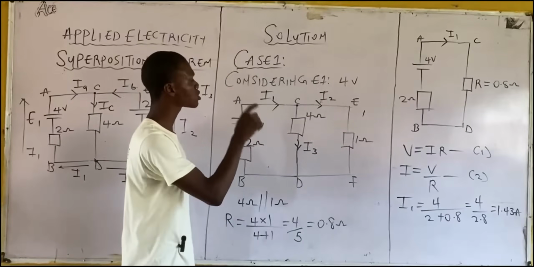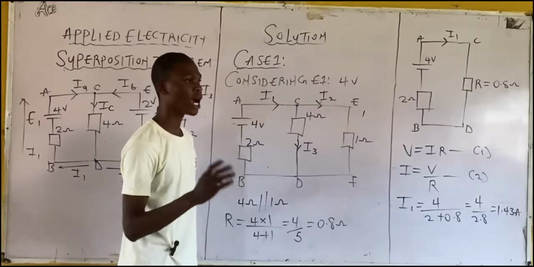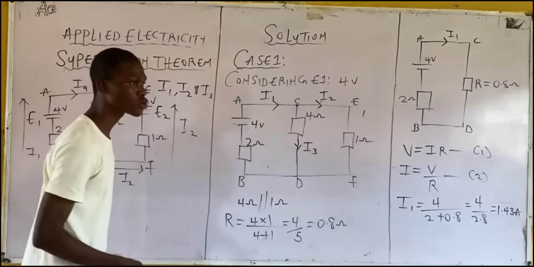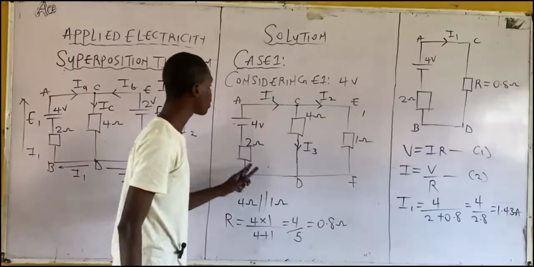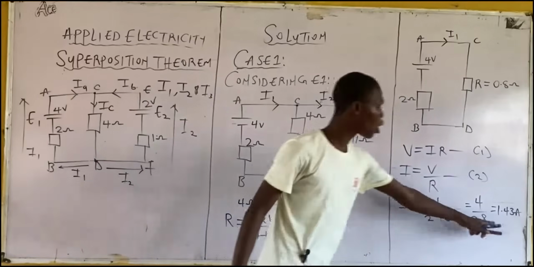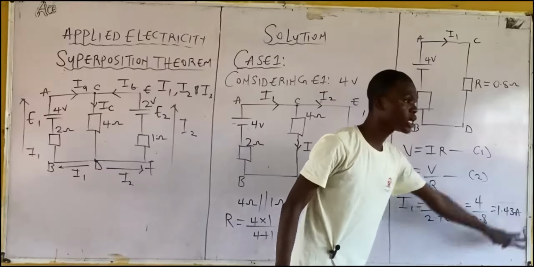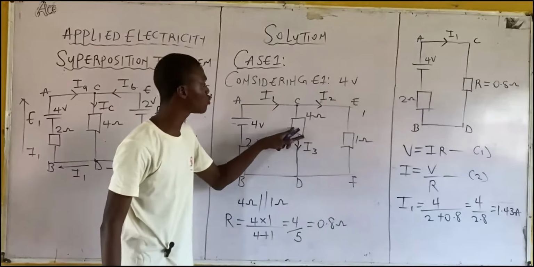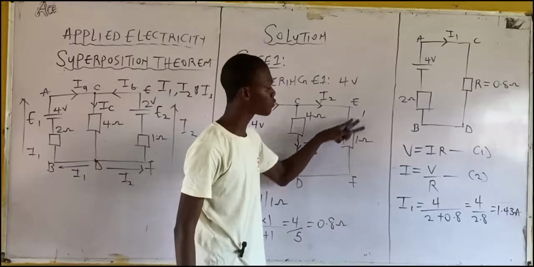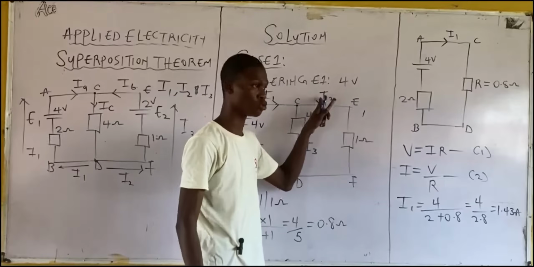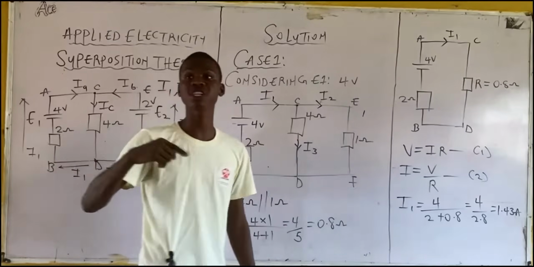I2. What about the 4 ohm resistor? I3. What about the 2 ohm resistor? We've gotten the value of current flowing through the 2 ohm resistor to be 1.43 ampere. Now, how do you get the value of current flowing through the 4 ohm resistor, which is I3? Likewise, the current through the 1 ohm resistor, which is I2. It's very simple. We apply the current division rule.